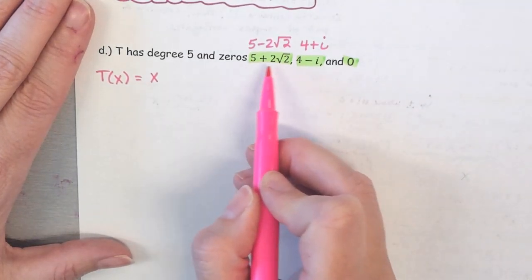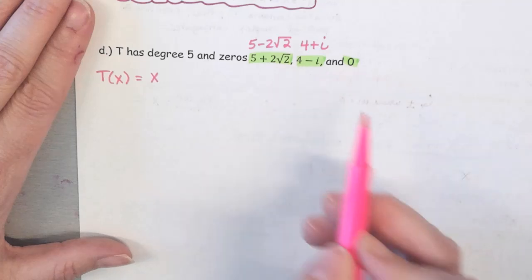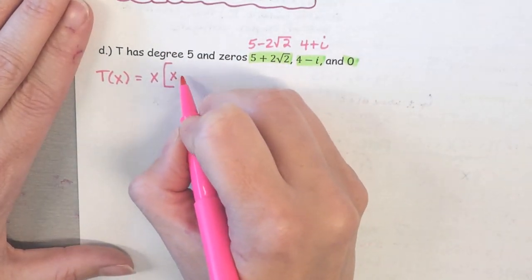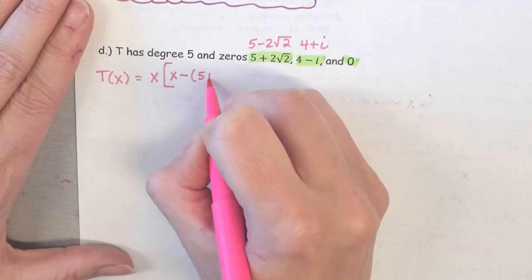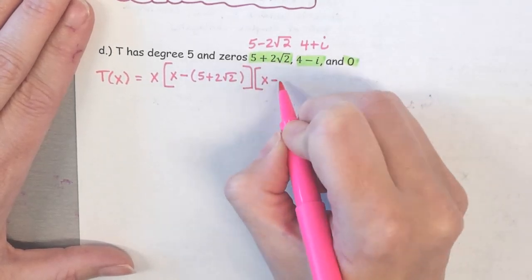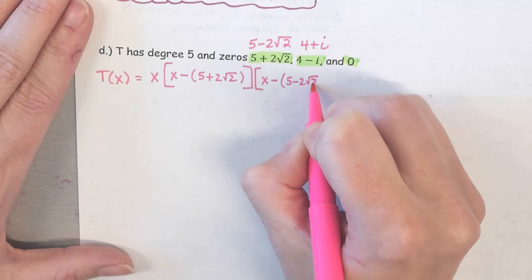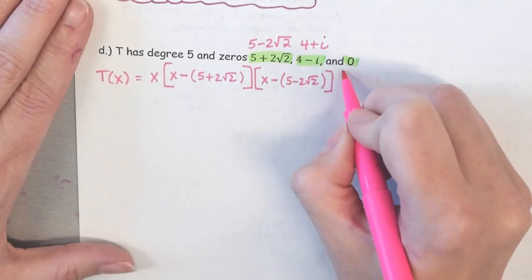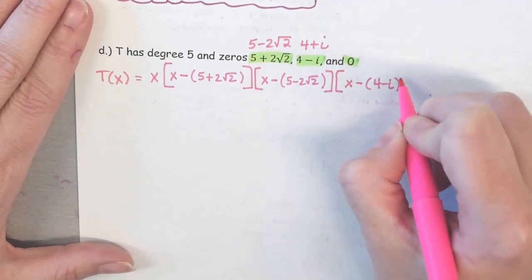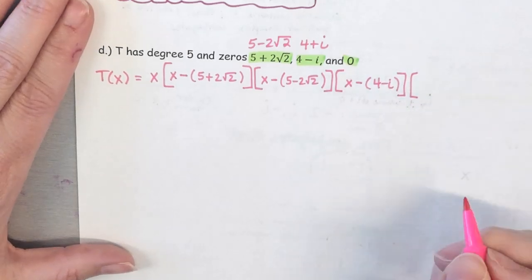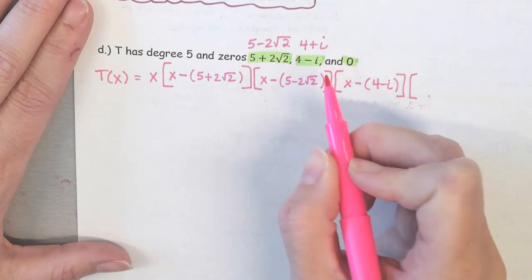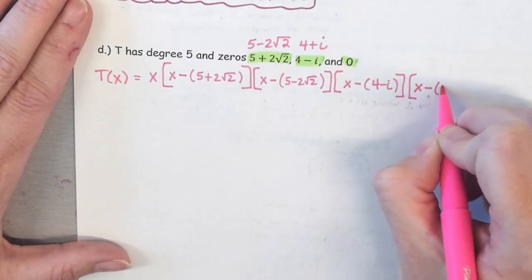And then, is this a binomial? Yeah. Is this a binomial? Yeah. So we're going to have double brackets here. So it's always x minus. Okay, x minus. And again, as I'm setting this up, I'm looking back at my zeros and I'm saying, okay, this is x minus 4 minus i. This is x minus 4 plus i.